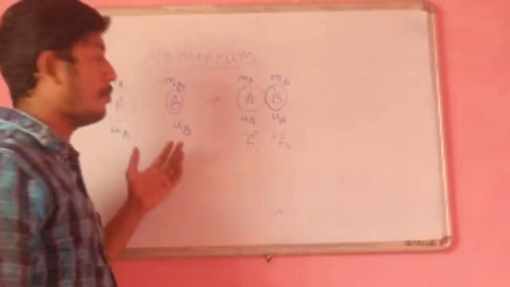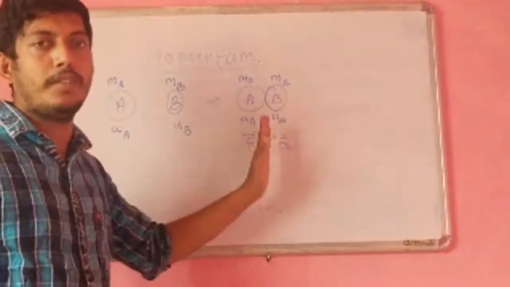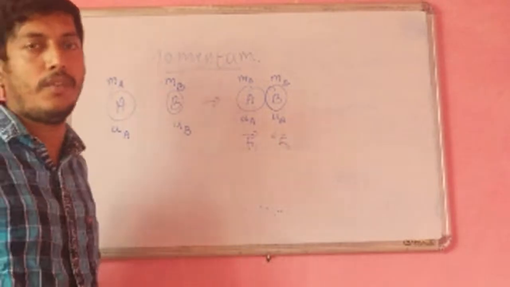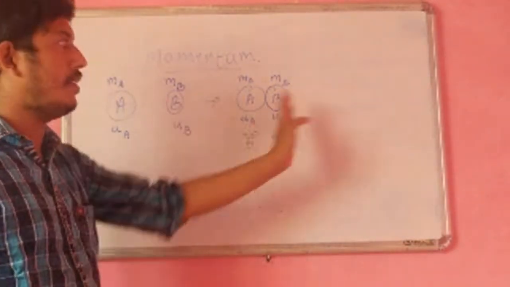So this is before collision. This is at the moment of collision. Collision means dashing of the two objects. This is before collision, and then this is after collision.